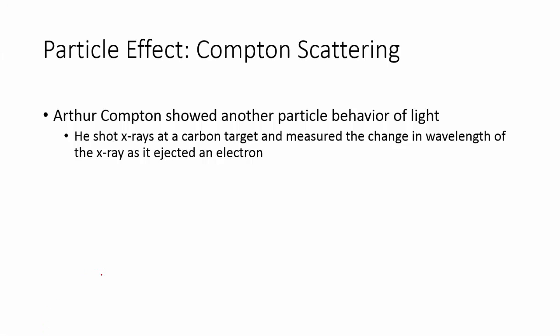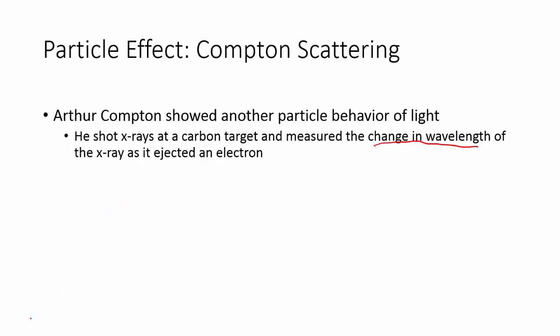So he shot X-rays at a carbon target and measured the change in wavelength of the X-ray as it ejected an electron. Now this should make us think a little bit. Why is a wavelength changing? If we shine a light at a mirror, we should expect that the wave, if it's a wave, hits that and bounces off of it, off any surface. If it bounces off the surface, it should bounce off in a new direction, but with the same wavelength. Reflection should not affect the wavelength of a wave.